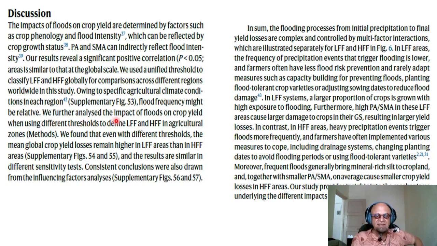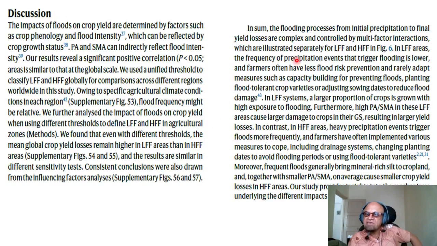We further analyze the impact of floods on crop yield when using different thresholds to define LFF and HFF in agricultural zones. We found that even with different thresholds, the mean global crop yield losses remain higher in LFF areas than in HFF areas, which is the most robust message that is made clearly here, and the results are similar in different sensitivity tests. Consistent conclusions were also drawn from the influencing factors analysis.